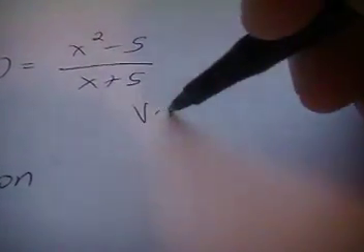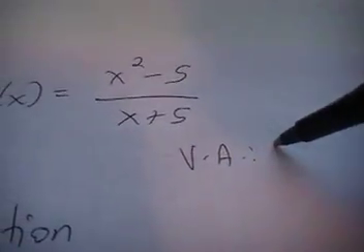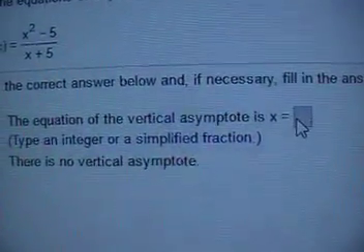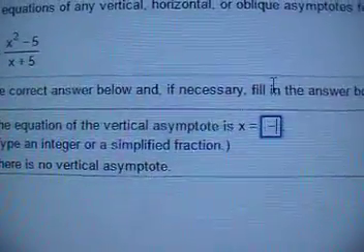The vertical asymptote's easier. What makes the bottom 0? Negative 5 would. So there's definitely a negative 5 vertical asymptote. It's the one number that makes the bottom 0.